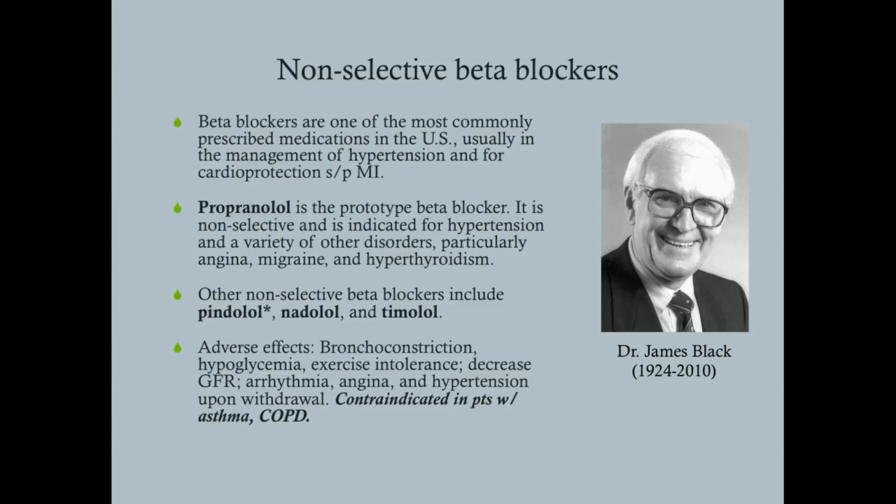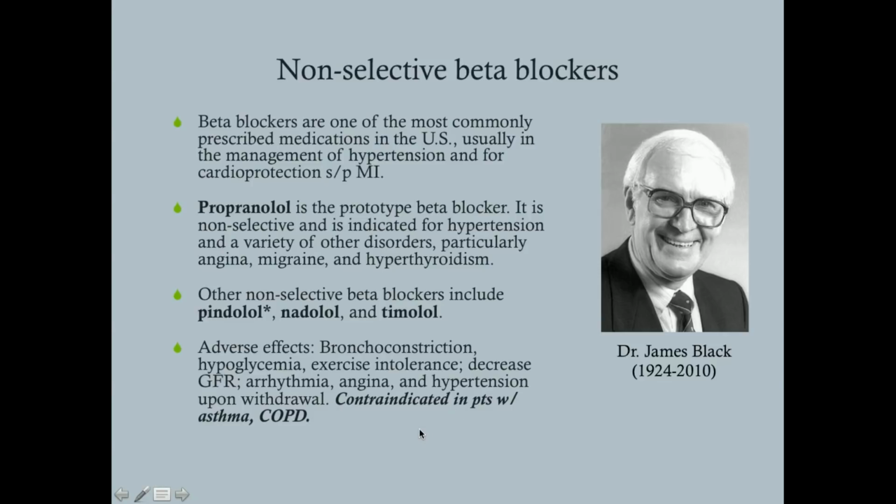The adverse effects of the non-selective beta blockers include, importantly, bronchoconstriction. Remember that we are blocking the beta-2 receptors in addition to the beta-1 receptors. And beta-2 receptors, when they are stimulated, they have the effect of bronchodilation. So if we block the beta-2 receptors, we will have the effect of bronchoconstriction. And for this reason, non-selective beta blockers are contraindicated in patients with asthma or COPD, and you absolutely need to know this for the test.